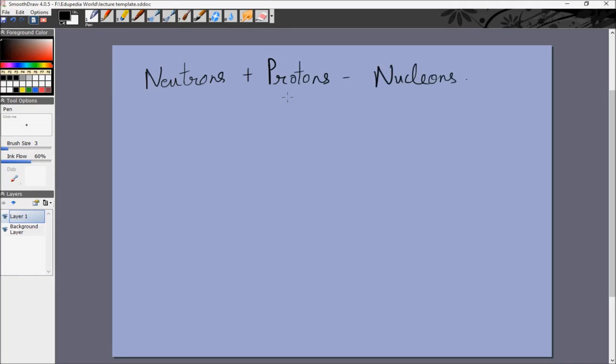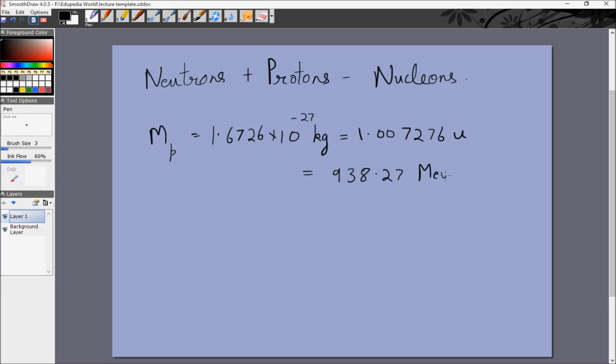Now there are some masses which you may need to remember, but mostly in the examinations they'll be given to you. The mass of these three particles, neutrons, protons and electrons. The mass of a proton is equal to 1.6726 into 10 to the power minus 27 kg. That is also equal to 1.007276 U. U is the universal atomic mass unit. We'll see what that is in a moment. And that is also equal to 938.27 mega electron volt per c squared. I'll tell you what this is in a moment as well.